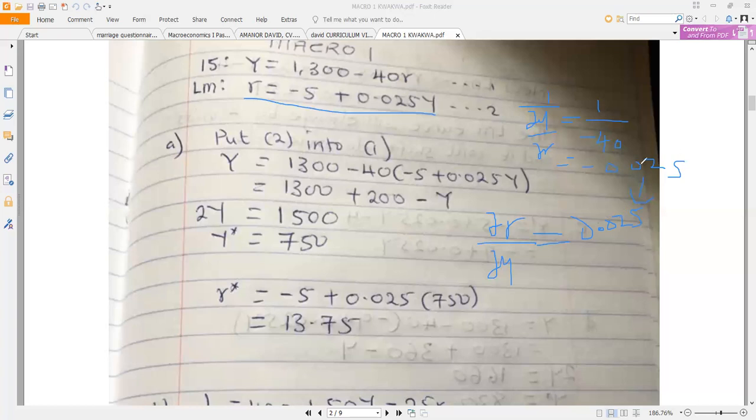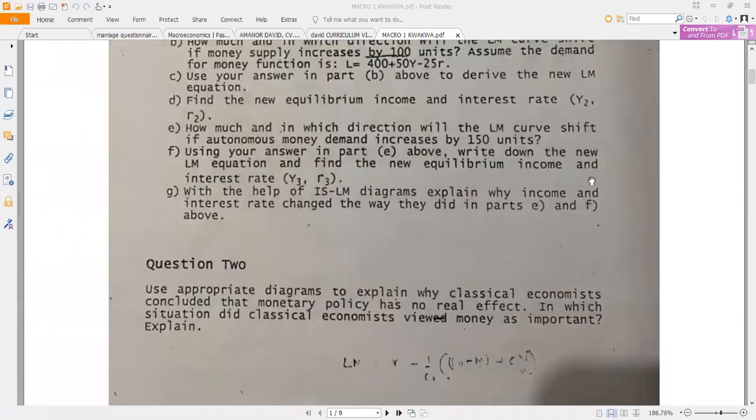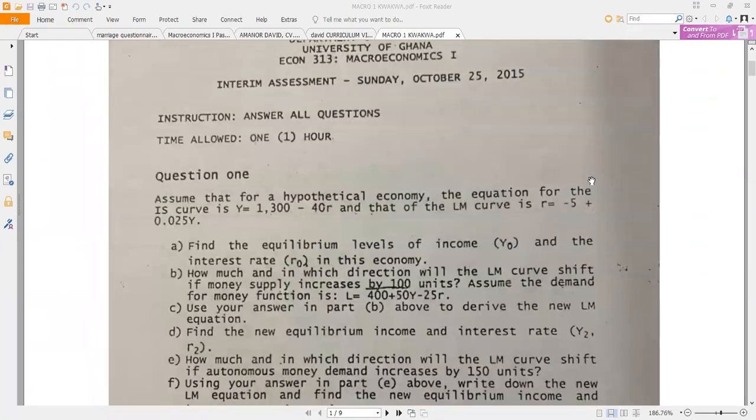So just assuming that this one was 0.25, then you will see that 0.25 is greater than 0.025. So the curve with the bigger slope will be steeper, and that would have been the IS curve. So whenever you get a question like that, just find the slopes, and then the one with the bigger slope is the steeper curve. Okay, that wasn't part of this one, but I just wanted you to be aware in case you meet something like that.